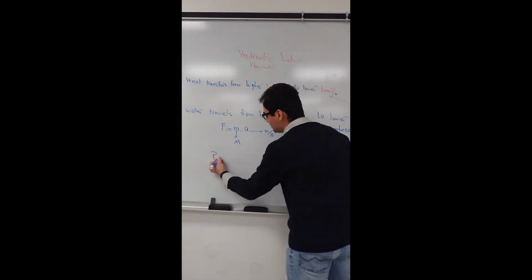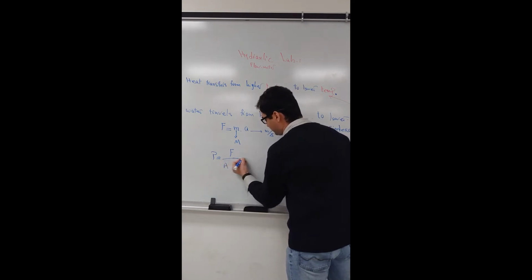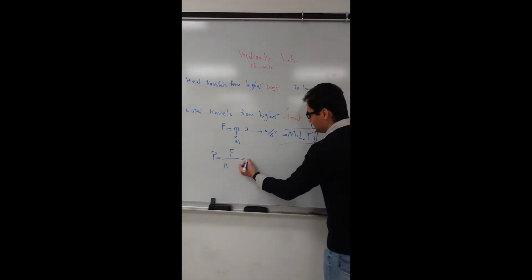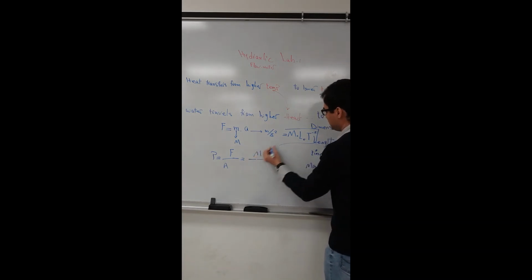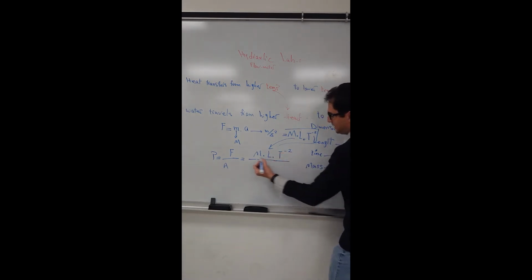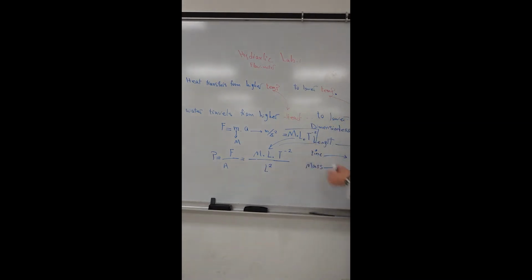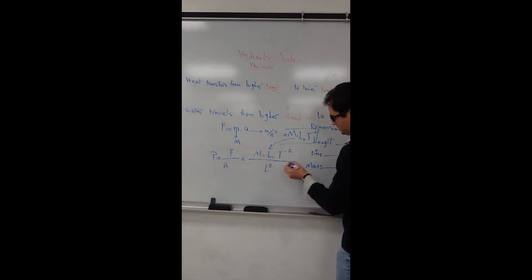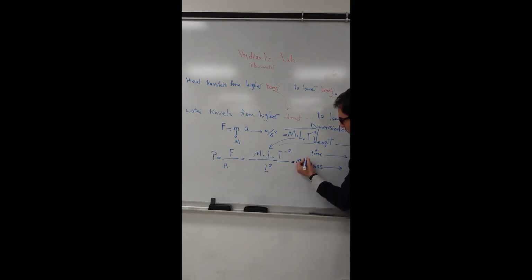We know pressure is force applied on an area, so the dimension would be the same, mass times L times T to the negative 2, and area would be L to the power of 2. So it would be M L to the minus 1 T to the minus 2. I call this equation 1.